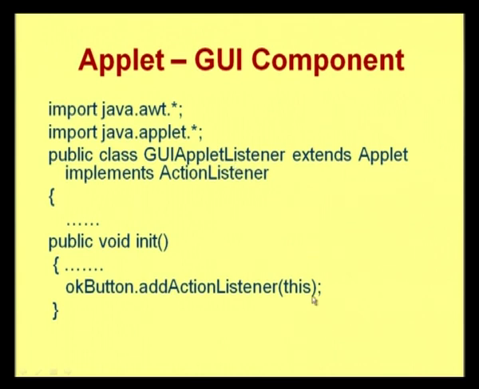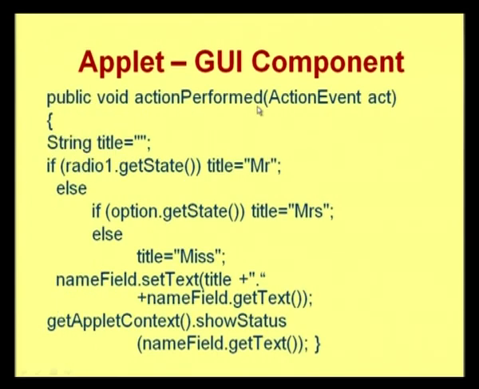So I am passing that as the parameter. So what this line specifies is this button, whenever some event happens on this button, it is listened to by the listener that is available or implemented by this particular current applet object. So next you can see here we have implemented the actionPerformed method.